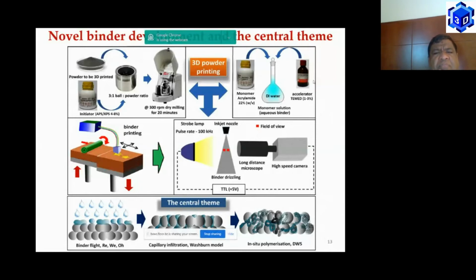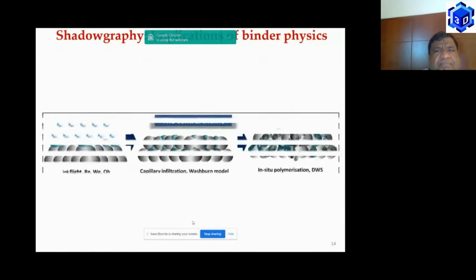What we have done, we have mixed these powders with this initiator, and the binder contains a monomer, acrylamide, and accelerator. Now, this binder solution, when it interacts with this powder, we expect in situ polymerization takes place, and in situ polymerization is also tracked by the DWS technique, and there is also capillary infiltration. We developed some models, particularly Washburn's model, and modified Washburn's model to quantitatively analyze this binder infiltration into the powder bed.